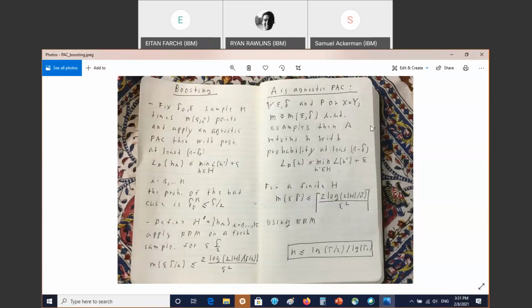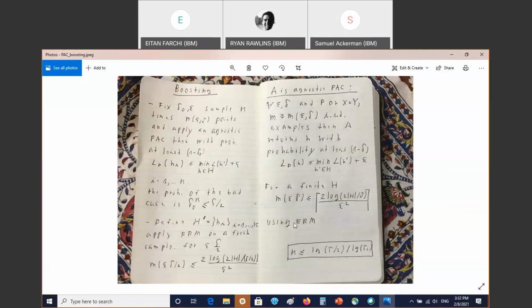So we are in the middle of gaining some intuition on PAC learning, and our objective is, once we complete that, we're going to see how it's used in boosting.